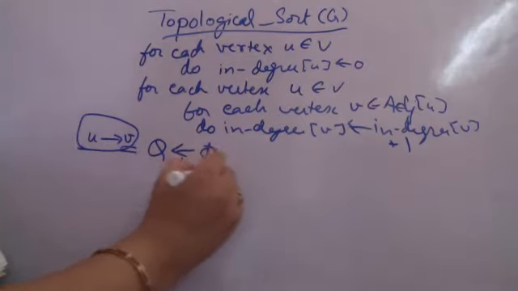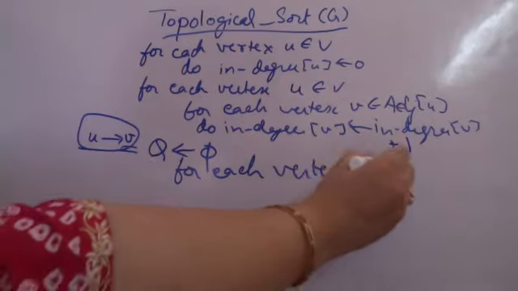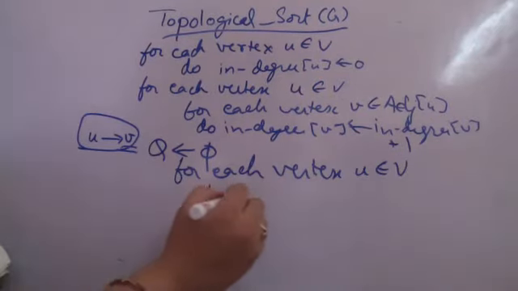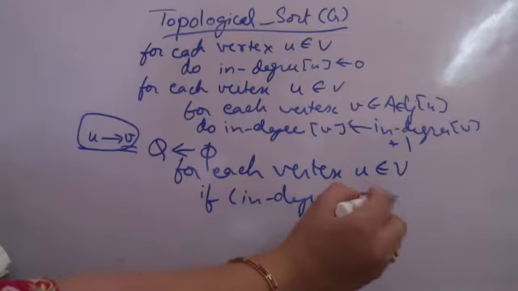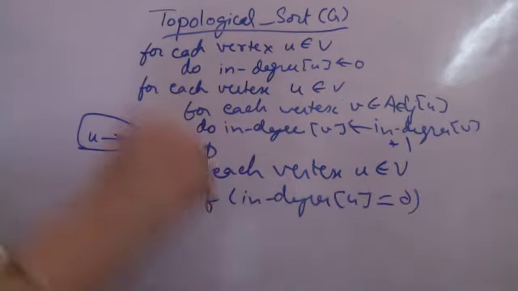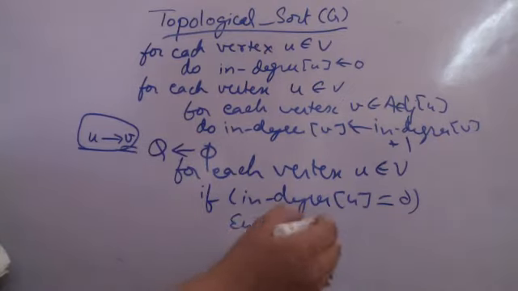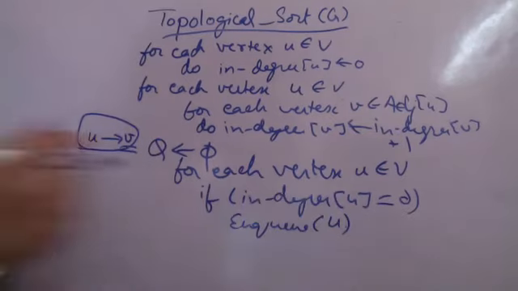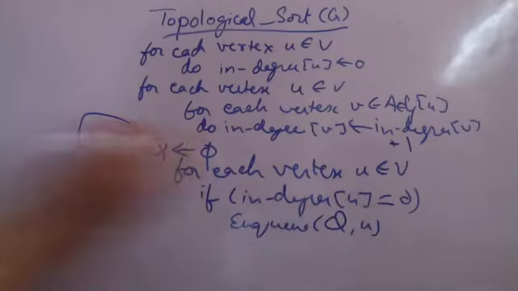For all vertices which have an in degree of 0, if in degree of that vertex is 0, then put it in the queue. Then I'm calling some function, say NQ. What I do is put U in the queue, whatever queue I'm making.